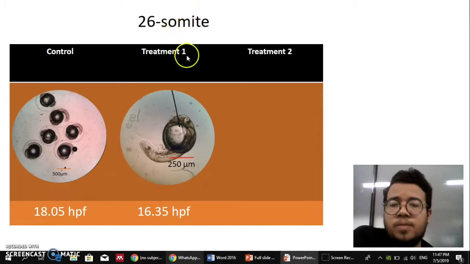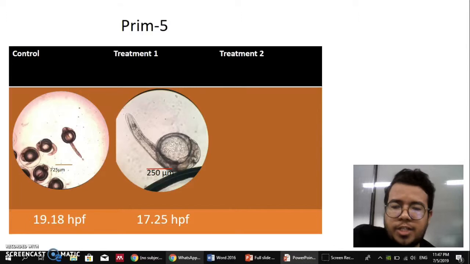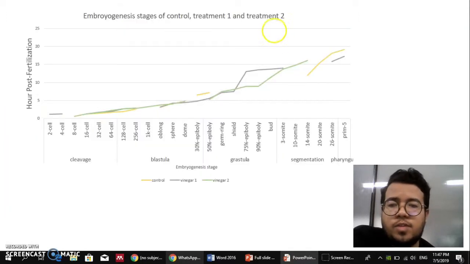So for 26 somite, we can see that control took the longest time, while it is a bit faster for treatment 1. And for prim 5 and hatching, the fastest goes to treatment 1, while control took quite a long time to hatch. So this is the graph of the stages of the embryogenesis, where it can be seen that the fastest embryogenic stage goes to vinegar 1.